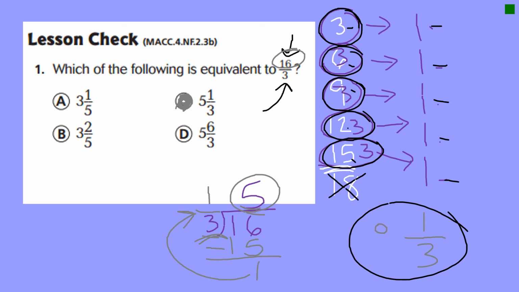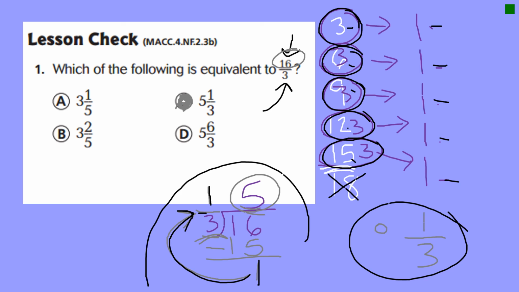And here it is as division. 16 divided by 3 is 5 and 1/3. That's using the remainder to make a fraction. Isn't that awesome? 5 and 1/3. You guys are amazing.